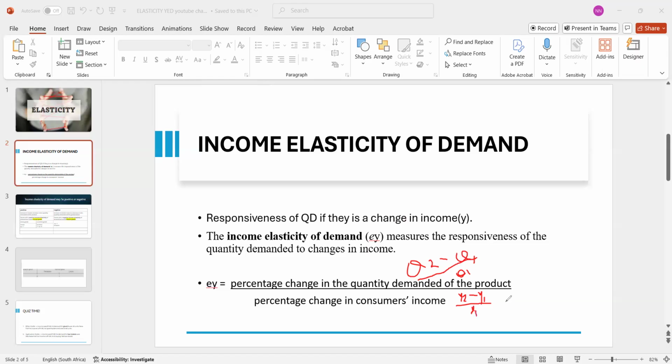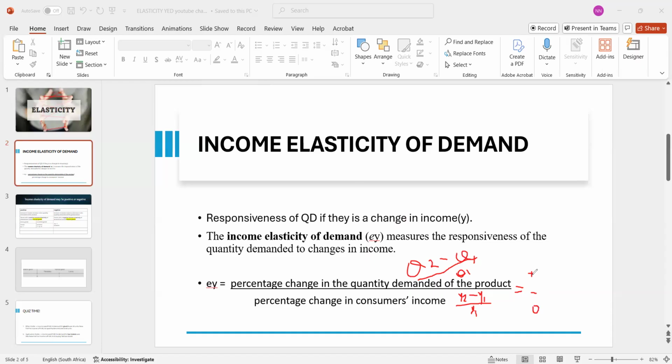Y1. And then you get your answer for the change in consumer income. Then you get your answer for the change in quantities demanded. Then you divide the answers. Then you get your final answer here. So if you get your final answer, you might get your answer to be positive. You might get your answer to be negative. You might get your answer here to be 0 when you're calculating income elasticity of demand.